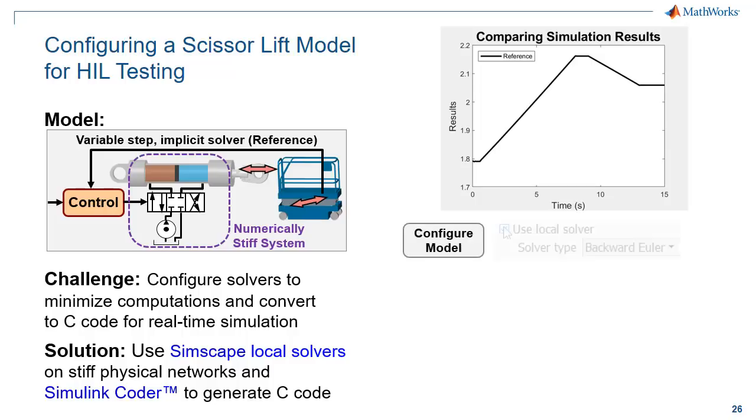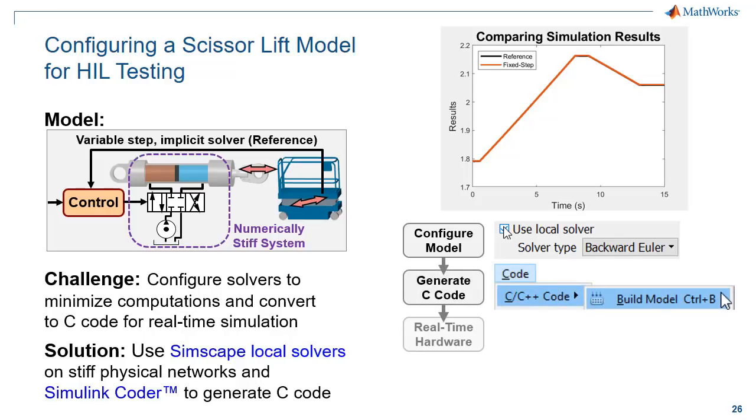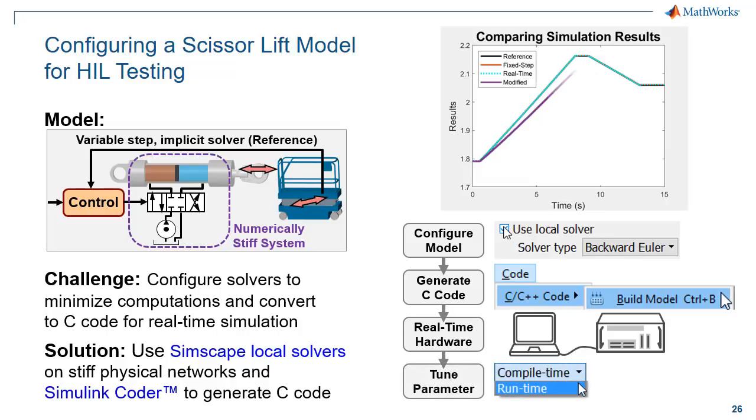First, we'll configure the model to use a fixed-step, fixed-cost solver appropriate for real-time testing. We will rerun the model on our desktop and verify that we still get accurate results. Next, we'll convert the model to C code and download it to the real-time target. There, we'll run the simulation again, upload the results, and ensure that we're still getting the same results and that there were no overruns. Finally, we'll perform our test.